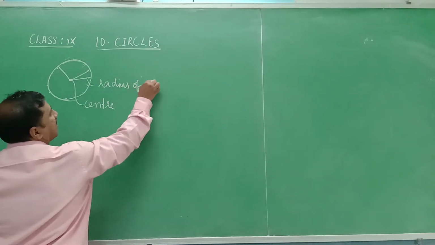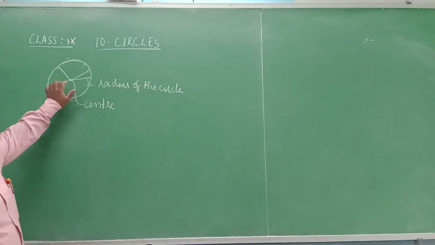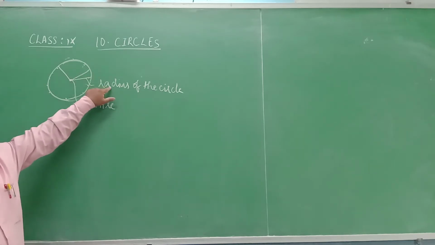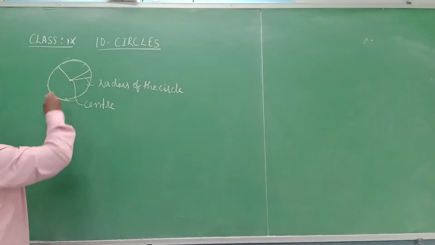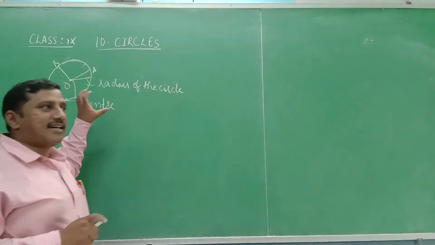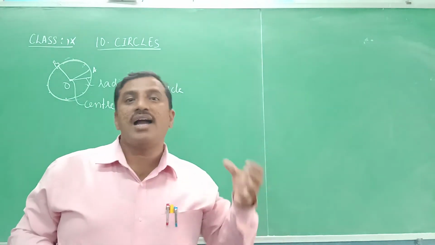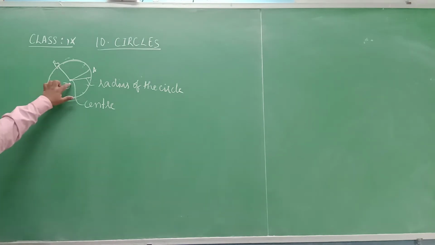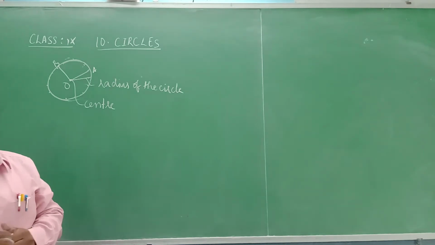So here, what is radius? It is the length or the distance from the center of the circle to any point on the circle. It is the line segment drawn from the center of the circle O to any point on the circle. So this is a circle. A circle is a collection of points at a fixed distance from a fixed point, and the fixed point is known as the center. The fixed distance is known as the radius of the circle.